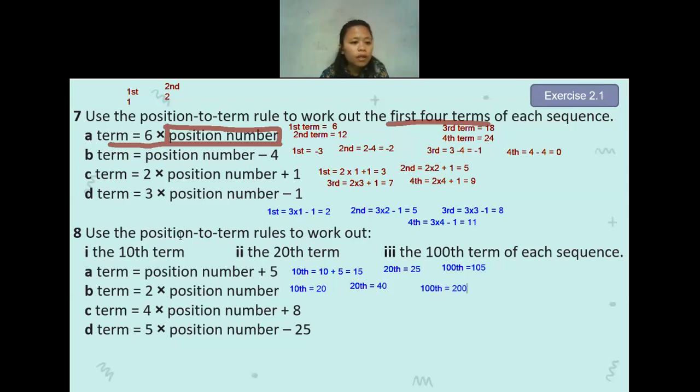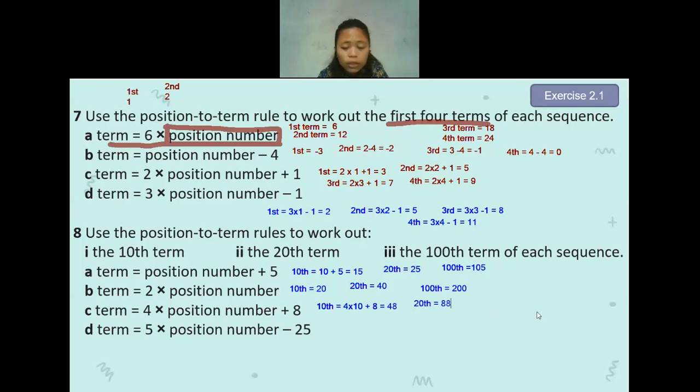Good job. Now for question 8C, how many will it be? 48. Okay, 4 times 10, and then plus 8. It will be equal to 48, correct? Now for the 20th term, how many will it be? 4 times 20 plus 8. Okay, 88.